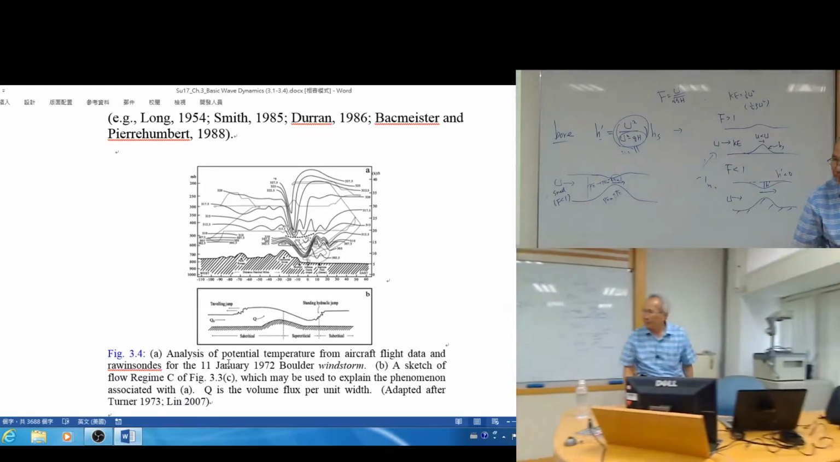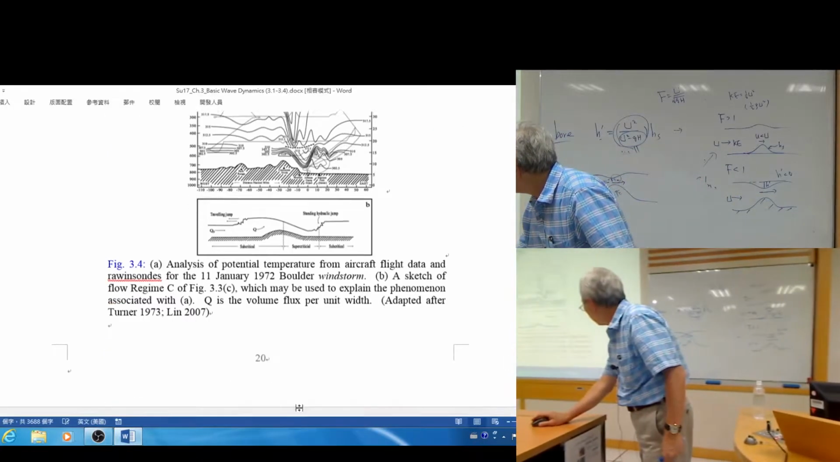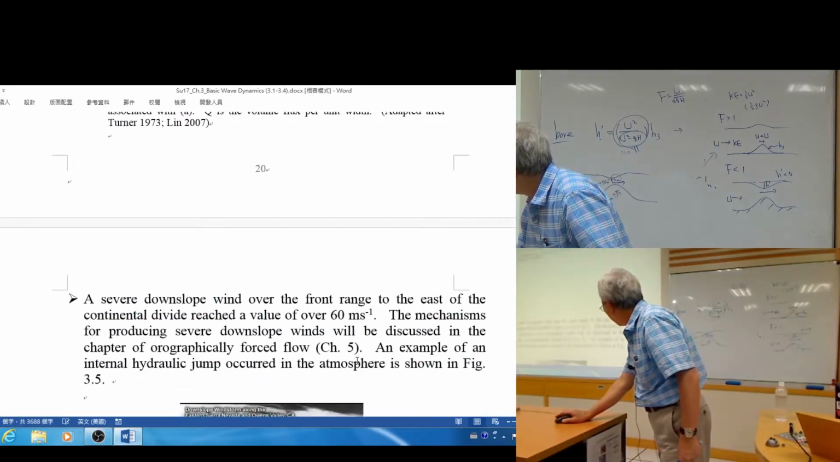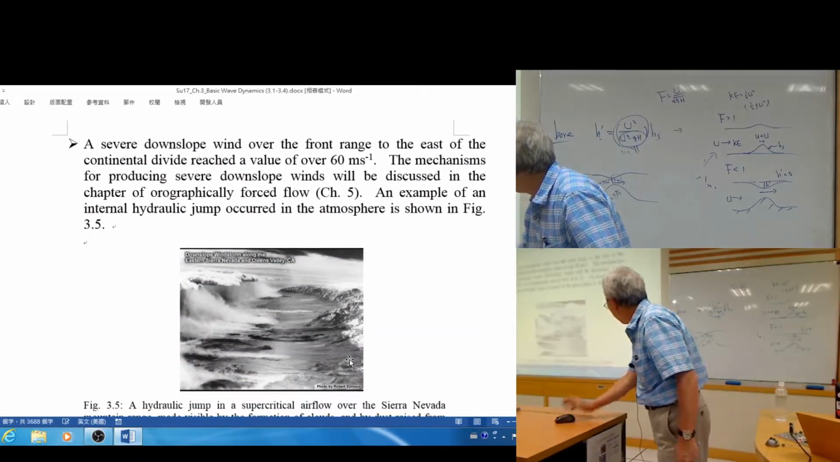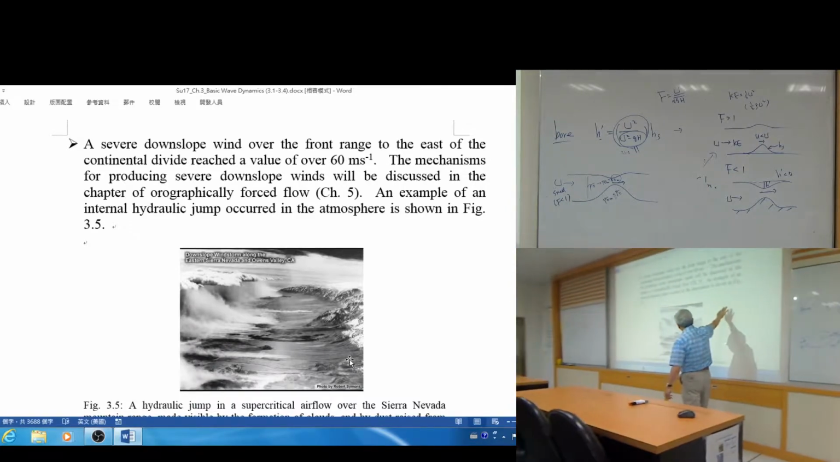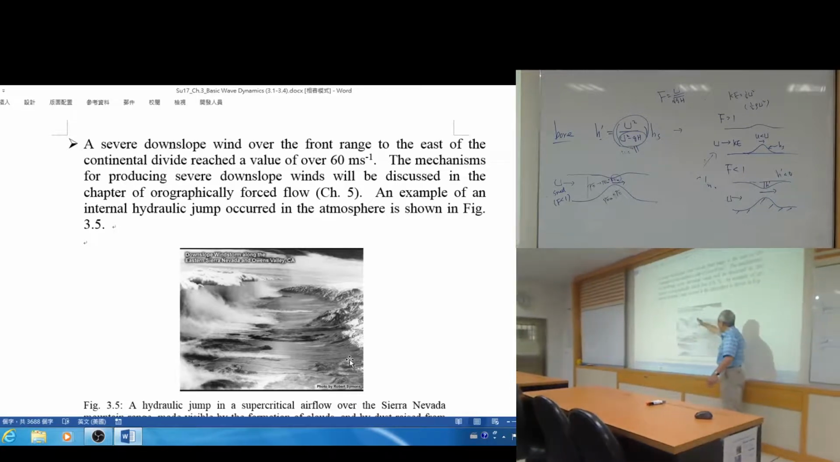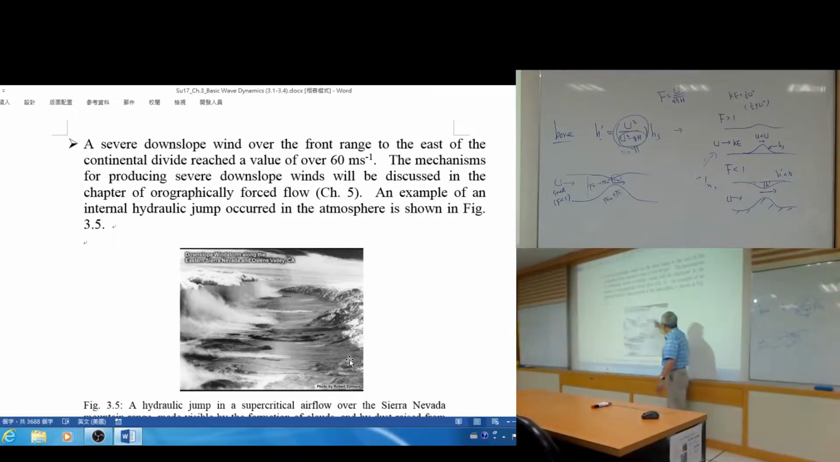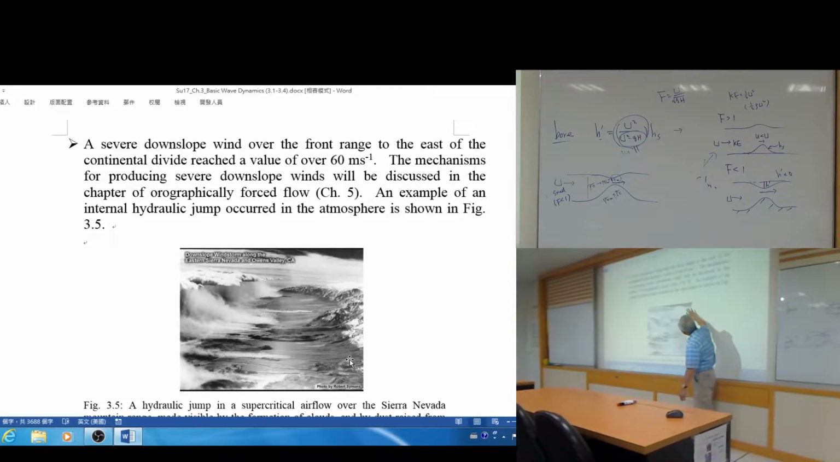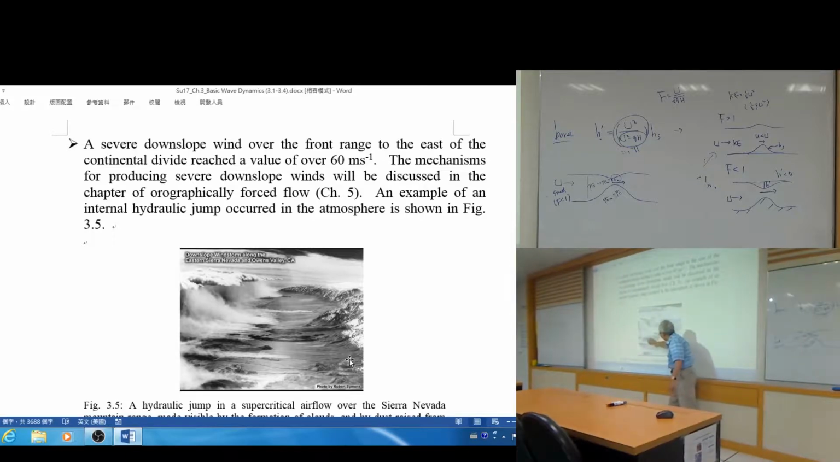Okay, so it's severe downslope wind. Now you understand. Okay, so now this is a change of flow. And I'm looking to the south. Okay, this is Sierra Nevada. So flow comes over from California, going and then develops a jump. And that's critical flow.